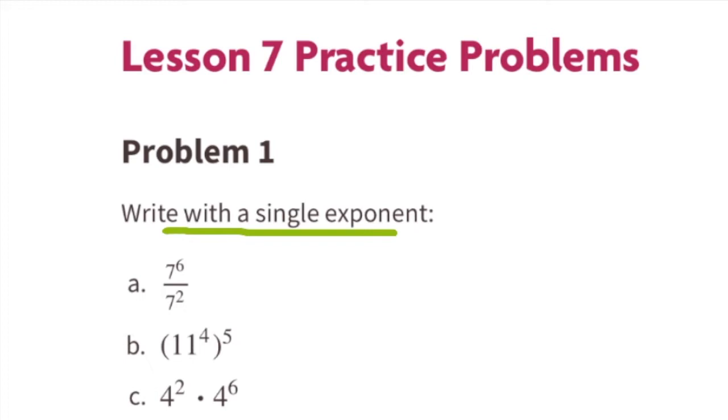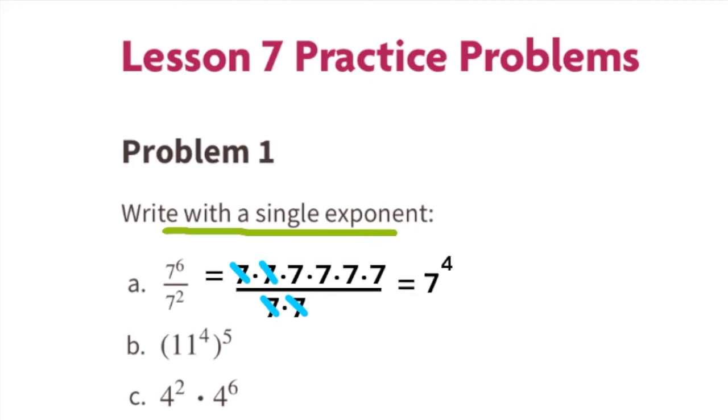A. 7 to the power of 6 over 7 to the power of 2. That's 7 times itself 6 times divided by 7 times itself twice. We could cancel out 7 times 7 on top and 7 times 7 on the bottom. 7 times 7 divided by 7 times 7 is 1, so we can replace that with a 1, and we're left with 7 to the power of 4 over 1, which is 7 to the power of 4.